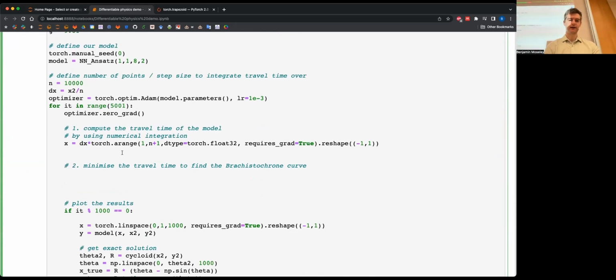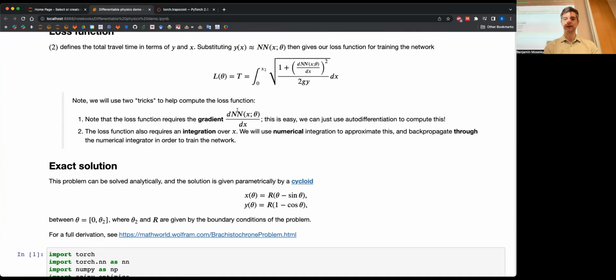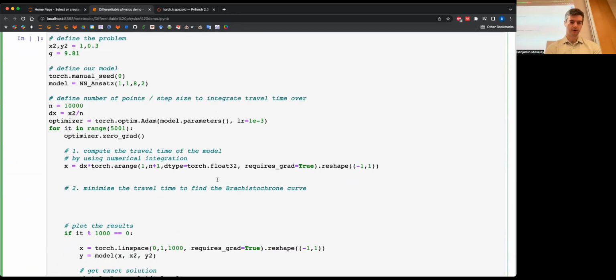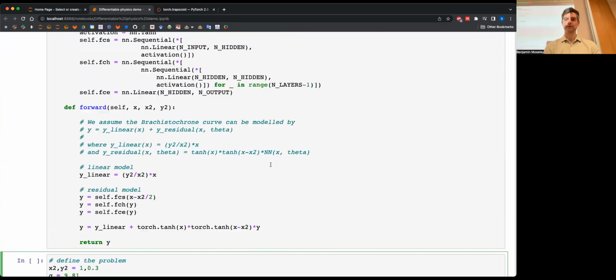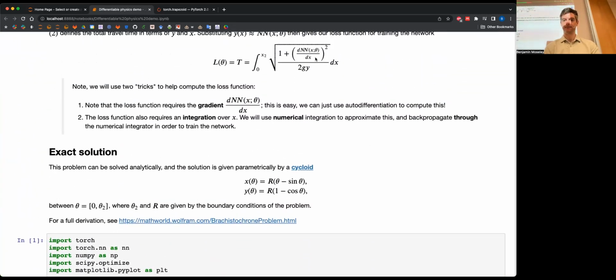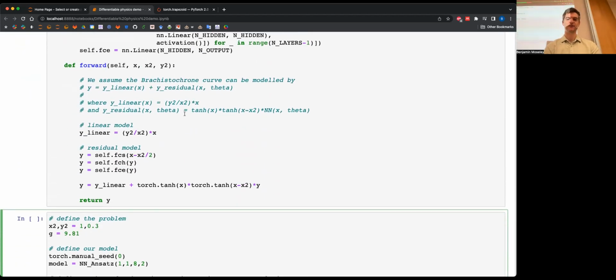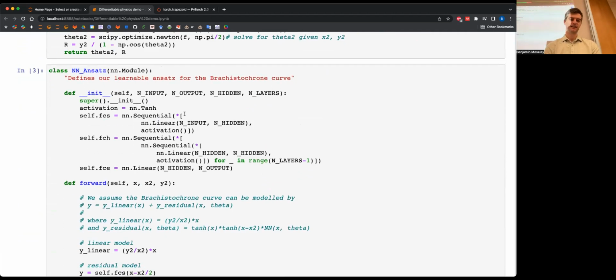So I've got my values of x here. So the first thing we need to do is to evaluate this inner function here, so the square root of these gradients. And so first we need to pass x through the model that we just defined. Then remember in the loss function, we need to define this gradient here. So we just use autograd, right? This is the power of auto differentiation. We can differentiate whatever we want, basically.